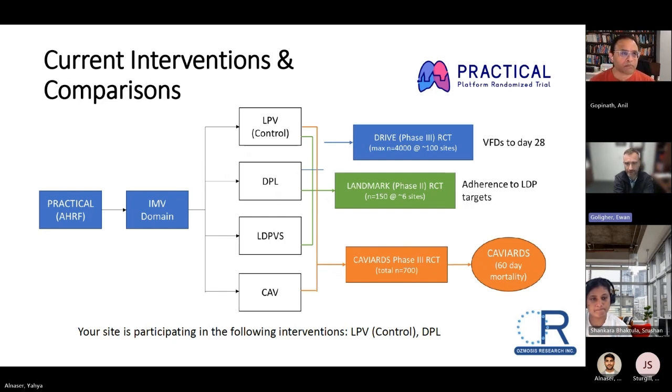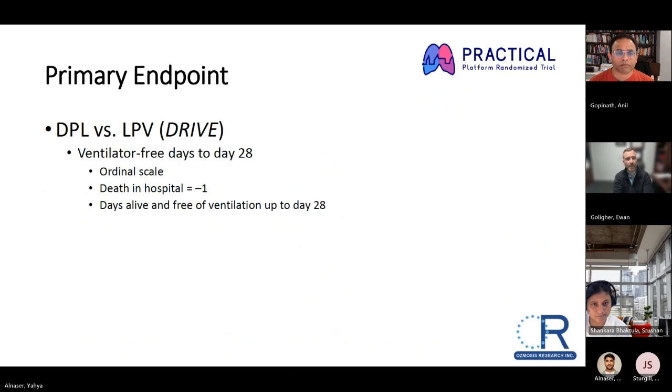And those 2 arms together constitute what's called the DRIVE RCT, which is a large phase 3 trial looking at a primary outcome of ventilator-free days to day 28. Next slide. So as I just mentioned, the primary outcome for DRIVE is ventilator-free days to day 28. It's structured on an ordinal scale. Death is classified as -1. And then days alive and free of ventilation up to day 28 are scored, and that becomes your final outcome.